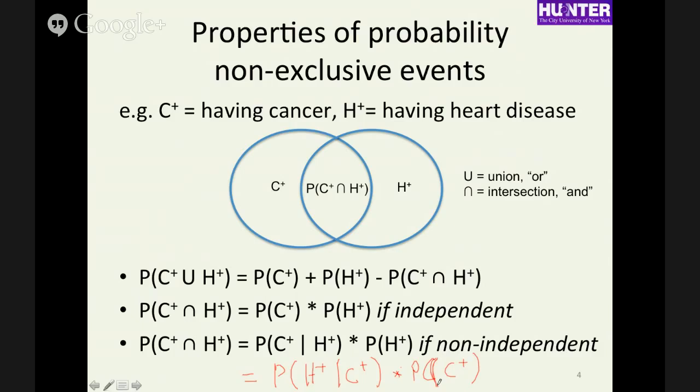Good question. So the question is, does this part change? And the answer is it doesn't matter. Just like multiplication, it's commutative. So 3 times 2 is the same as 2 times 3, and you can put this in either order. Your probability of having cancer and heart disease is the same as the probability of heart disease and cancer. It's the same thing.